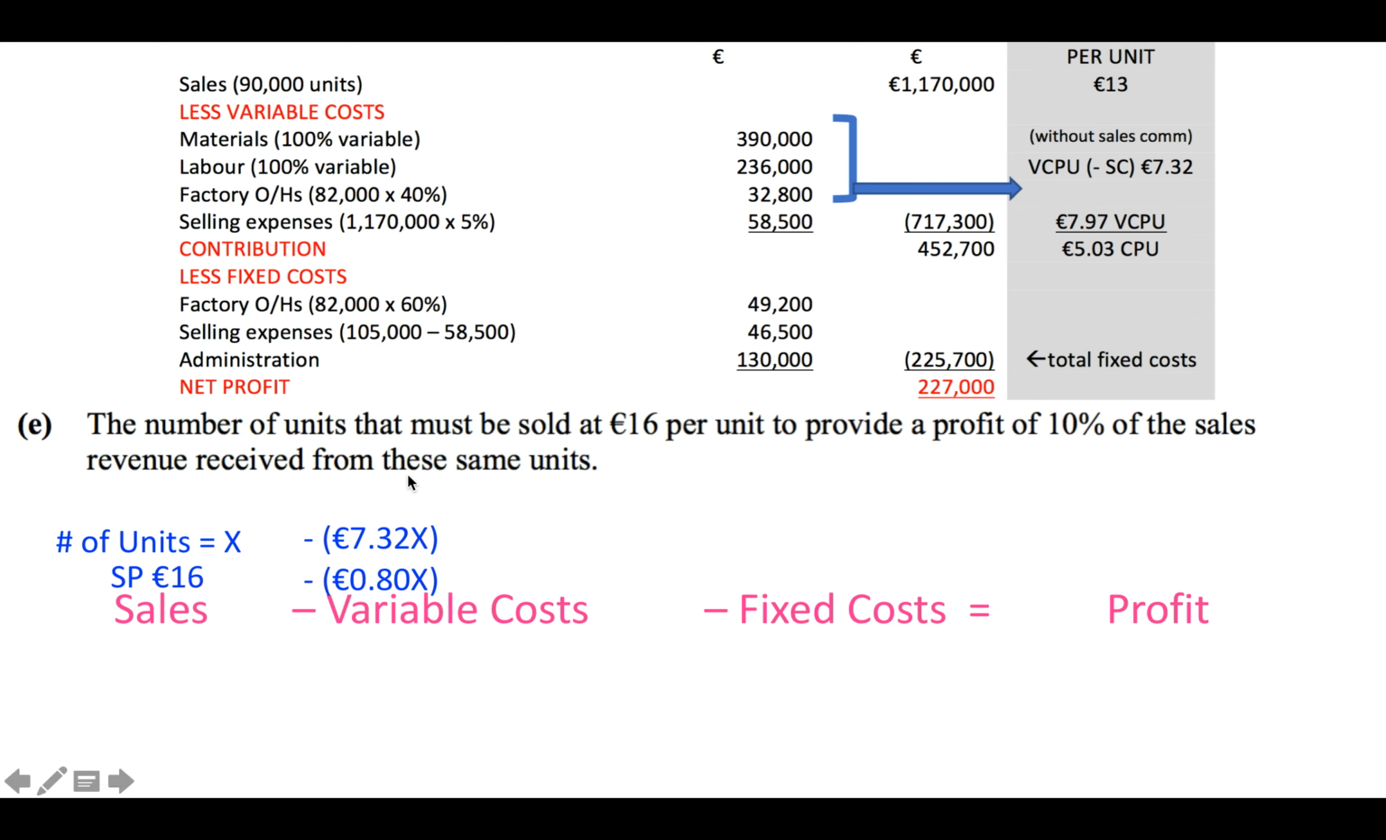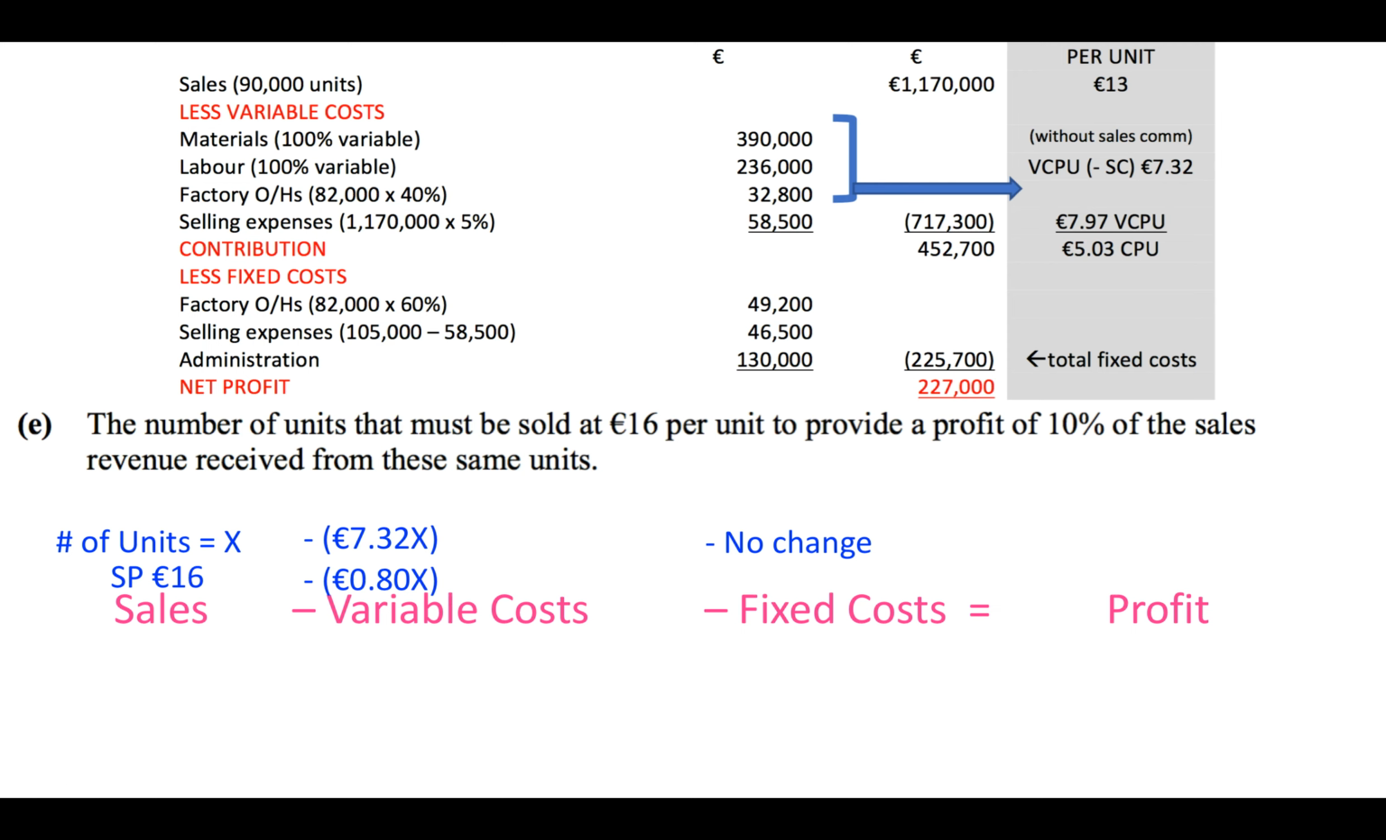So my variable costs are minus €7.32 multiplied by X, which is the number of units. We don't know what that is yet. And then minus 80 cents. So 80 cents is 5% of €16. So for every unit that a salesperson sells at €16, they're going to receive 80-cent commission on that sale. Now, have fixed costs changed? This question doesn't say anything about the fixed costs changing, so they're not going to change.